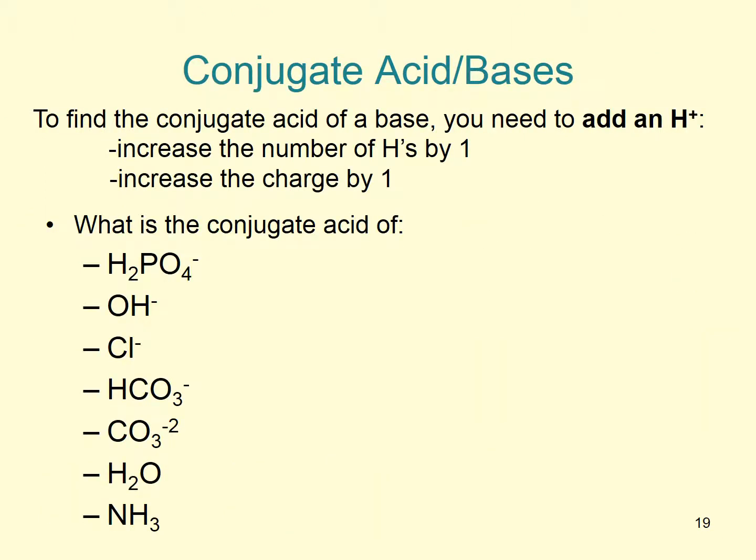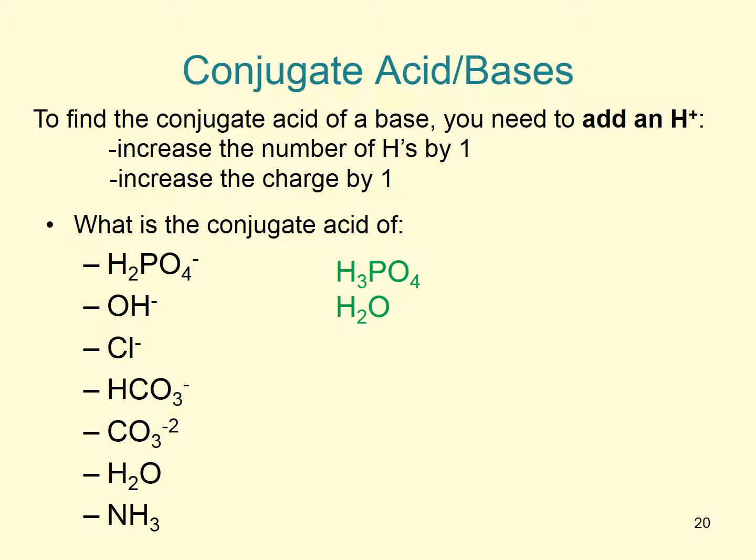So if you have an acid or a base already, you can find the conjugate. If you have a base and you want to find the acid, you add an H plus. Don't forget the charge is really important. You have to increase the number of H's by 1, but you also have to increase the charge by 1. So if you want to know the conjugate acid of H2PO4 negative, we increase the number of H's by 1, so it's H3PO4. We increase the charge by 1. Since it's a -1, it becomes neutral, 0 charge. Don't forget that 0 charge. A lot of students forget it. It goes from -1 to 0 and then 0 to +1.